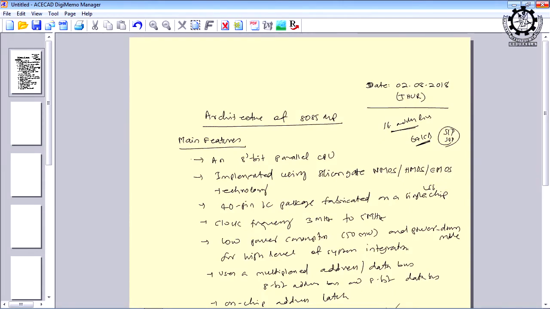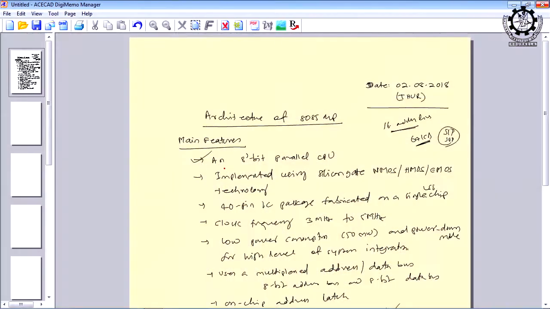The first one is an 8-bit parallel CPU. What is the meaning of this 8-bit parallel CPU? Because, as I told you, the designation of a microprocessor is very important. Microprocessors are easily identified by their designation instead of their names. 8085 is different from 8086.